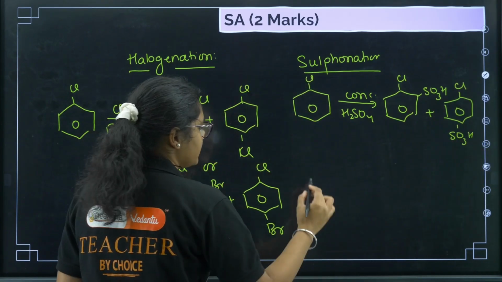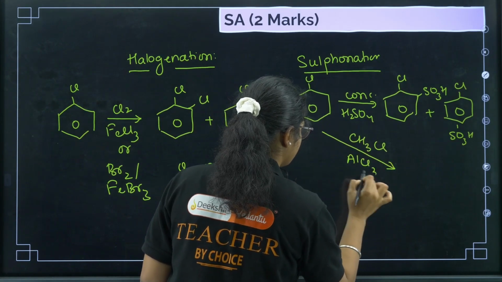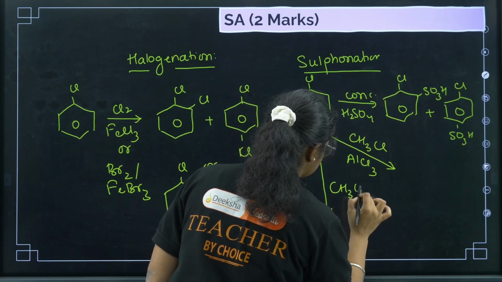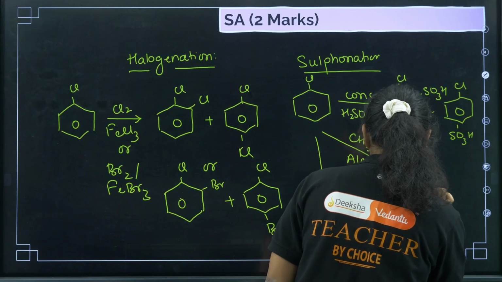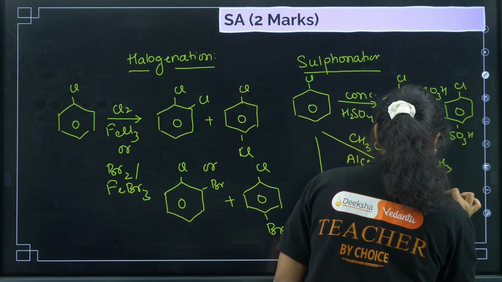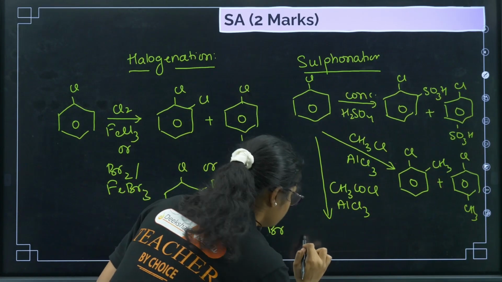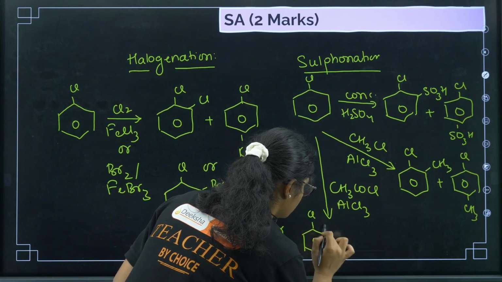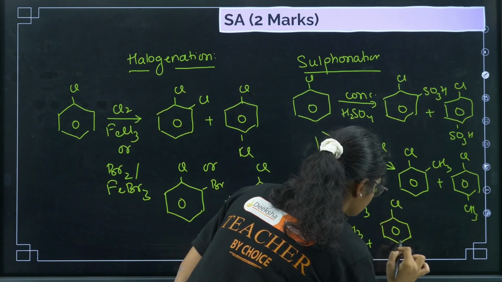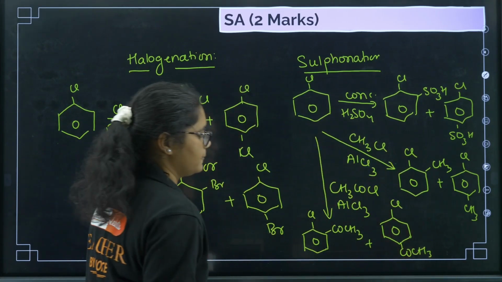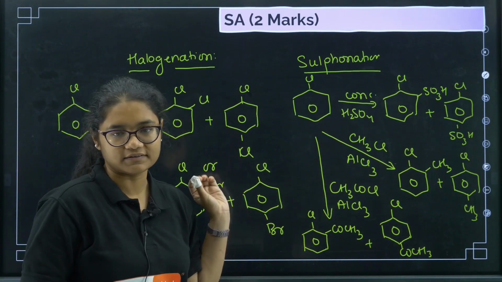Now similarly, for Friedel-Crafts alkylation you can take CH3Cl in presence of AlCl3, and for Friedel-Crafts acylation you can take CH3COCl plus AlCl3. Here the products are the same, ortho and para products. So chlorine with CH3 plus chlorine with CH3, right? This is alkylation. For acylation, you can do chlorine with COCH3 plus chlorine with COCH3. Clear? That is all the reactions; similar questions can be asked here, okay.